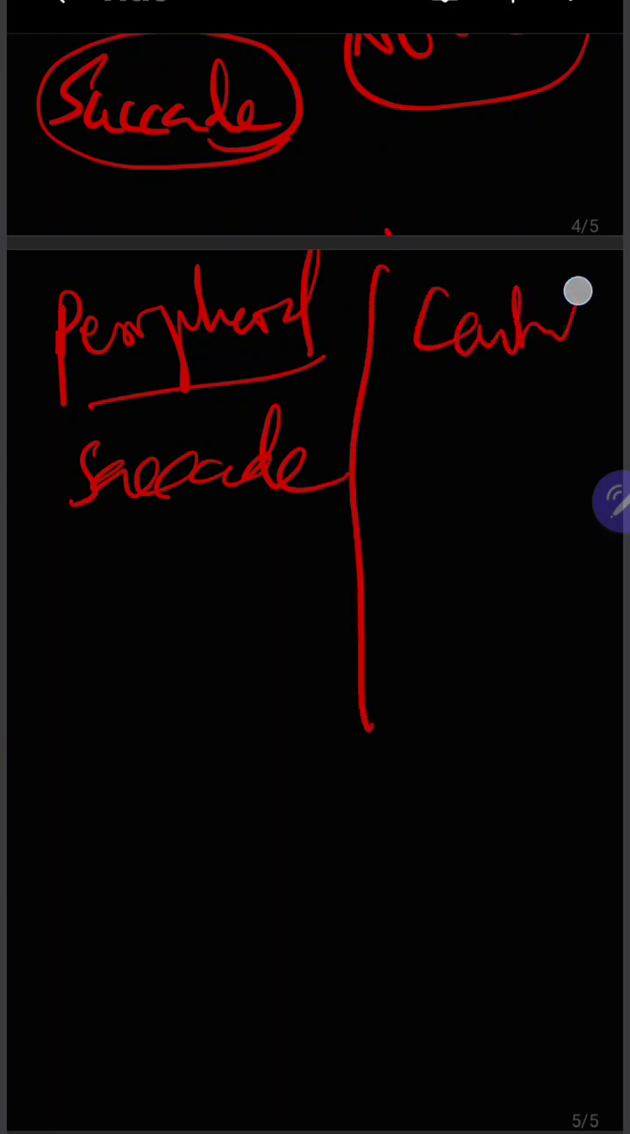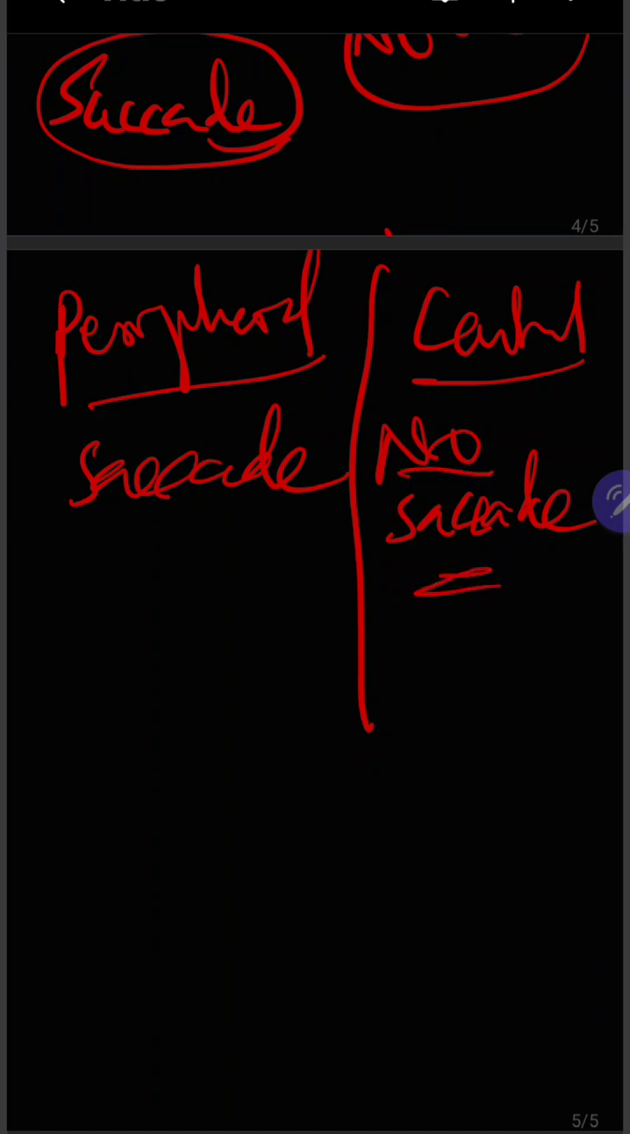Okay, so normally saccade will be there in peripheral vertigo. There will be saccade. And in central vertigo, no saccade. It means the patient will be maintaining the gaze. Even if you turn the head, he will be looking at you. That is called no saccade.